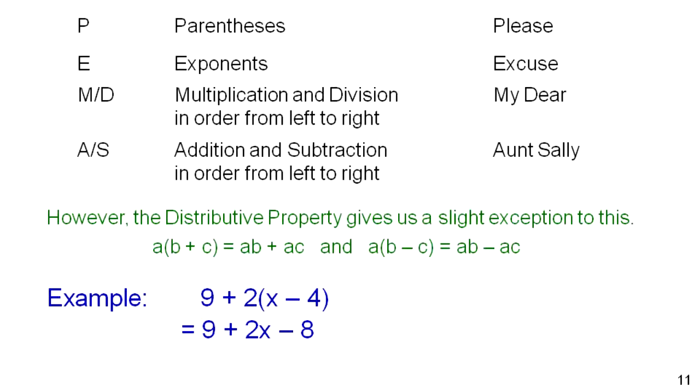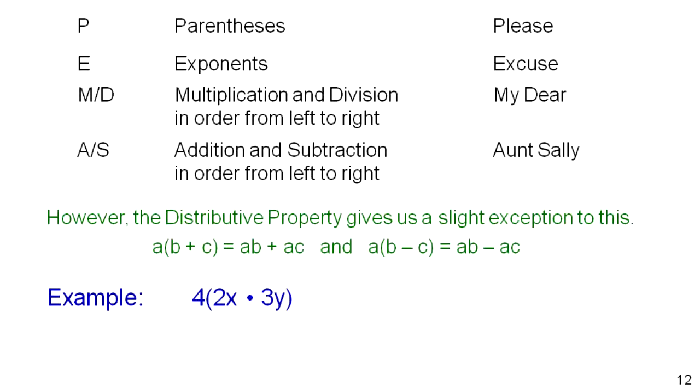Now we can combine like terms. Note that 9 minus 8 is equal to 1, and so we can write our final answer to this question as 1 plus 2x. We can also write it as 2x plus 1 because addition is commutative.